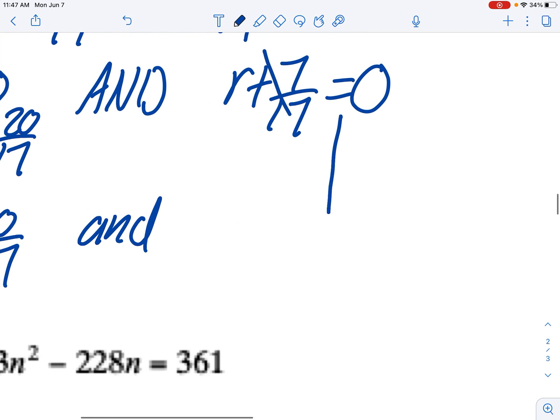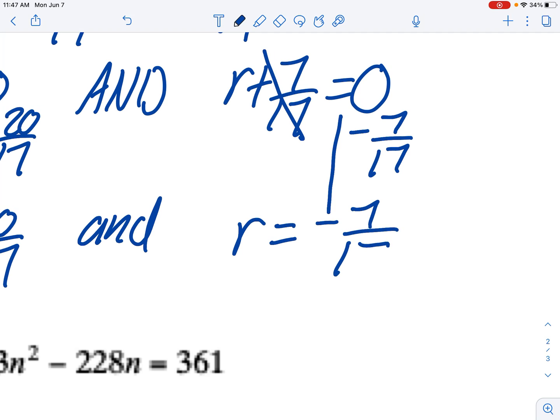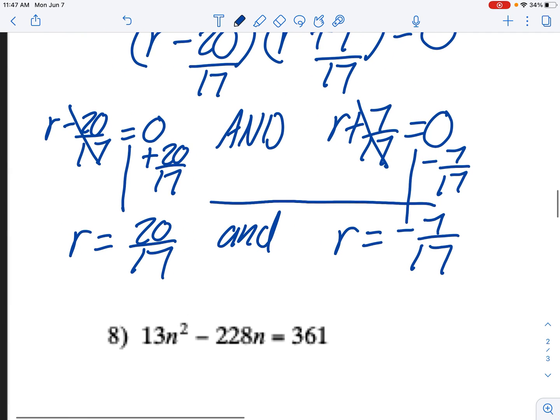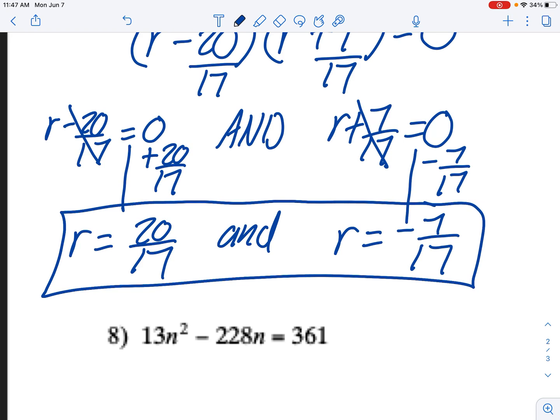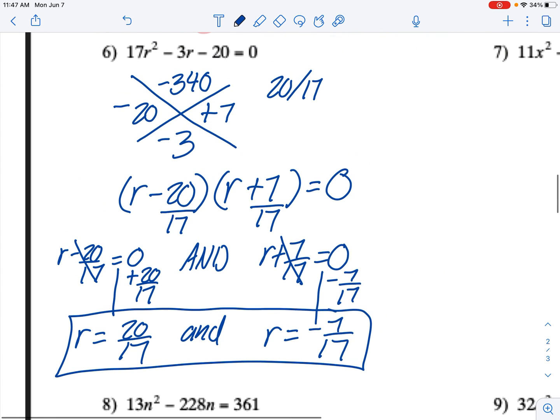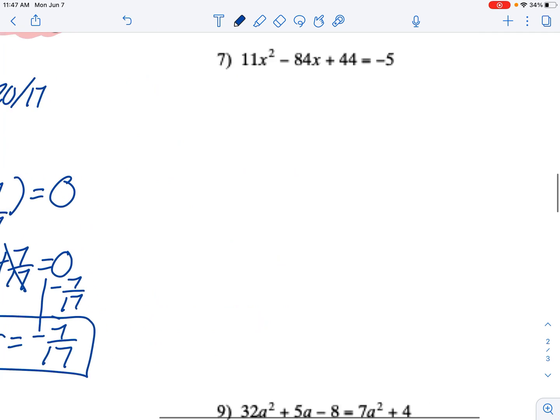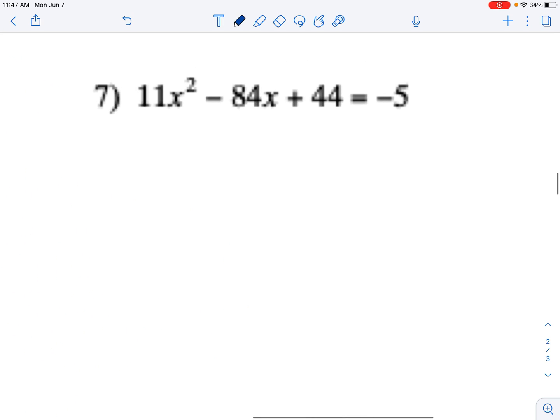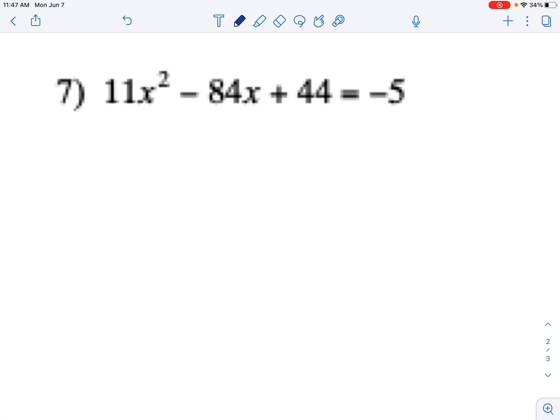And I'm going to draw my line of separation. I'm going to bring this over as minus 7 over 17. So I get R is equal to negative 7 over 17. And these two kiddos are our solutions. Look at that. 20 over 17 and negative 7 over 17. Perfectly done. All right. Let's do our next one here.